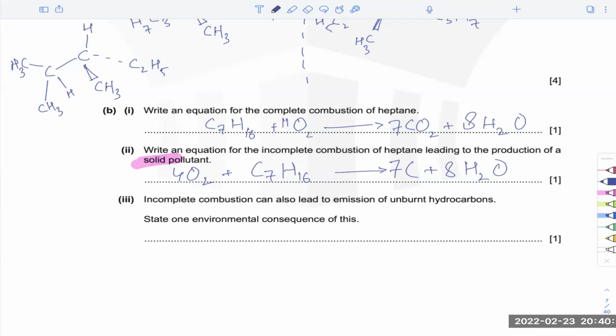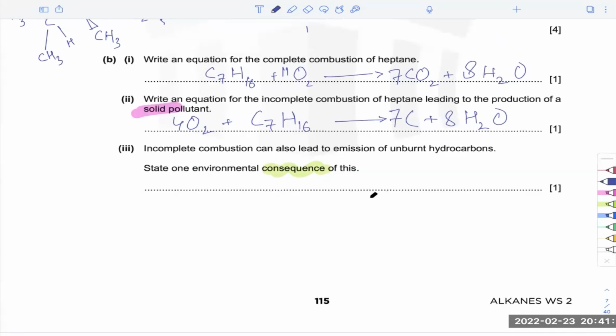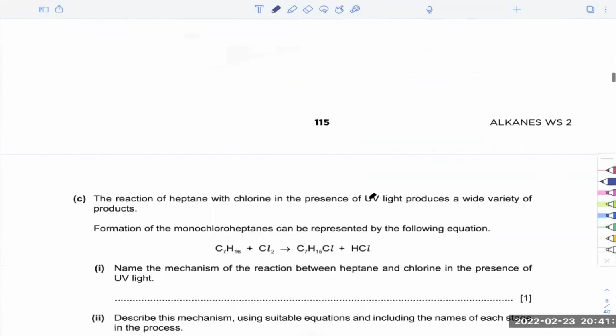Incomplete combustion can lead to emission of unburned hydrocarbons. State one environmental consequence. Sir, greenhouse effect. Greenhouse effect. Don't we need that? Like the enhanced greenhouse effect. Yes, the enhanced greenhouse effect, leading to what? We need to talk about the consequence. What's the problem with that? Enhanced greenhouse effect. होता क्या है उससे? Yeah, global warming, sea levels rise, flooding of low-lying areas, melting of ice, polar caps, all of that. Yep. So that is the consequence of these things. डर आता है सुन के.